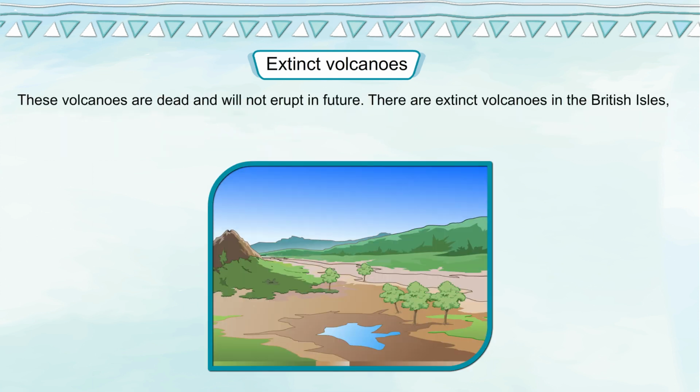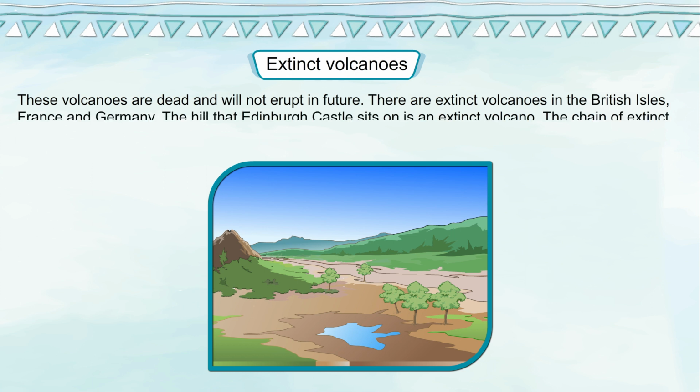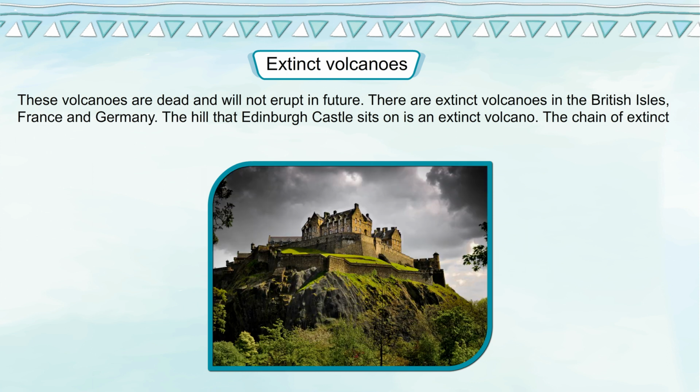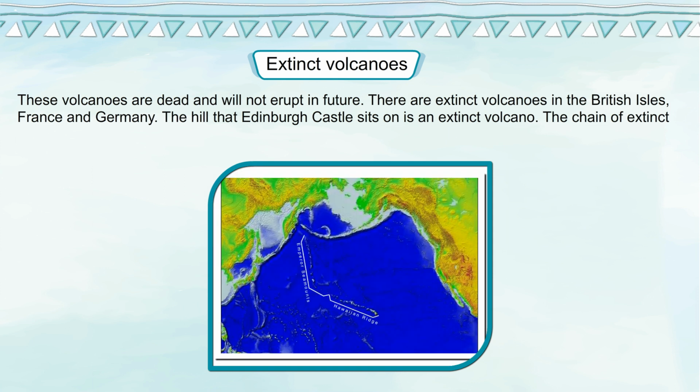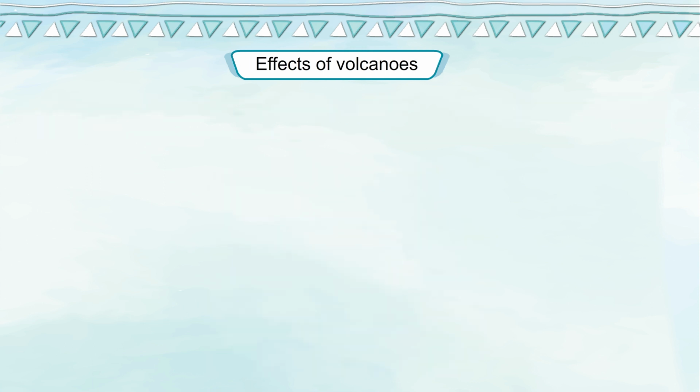Extinct volcanoes. These volcanoes are dead and will not erupt in future. There are extinct volcanoes in the British Isles, France and Germany. The hill that Edinburgh Castle sits on is an extinct volcano. The chain of extinct volcanoes in the Pacific Ocean is called the Emperor Seamount chain.